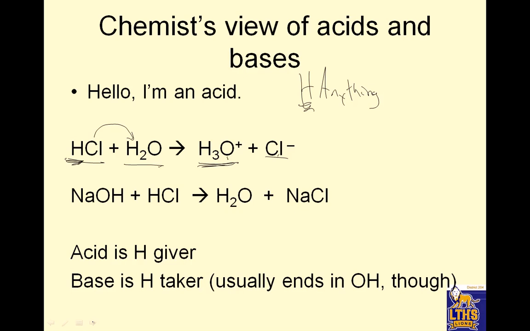The other part is NaOH. This OH part is the base. This guy's going to take an H from HCl. HCl is an acid, it is a giver. And then OH is going to take it, so this is your base. The whole thing is your base, but you see how the OH is going to take the H to make HOH. And the base is an H taker.